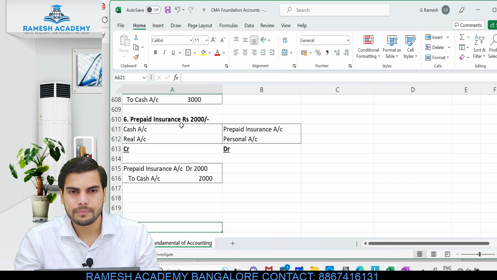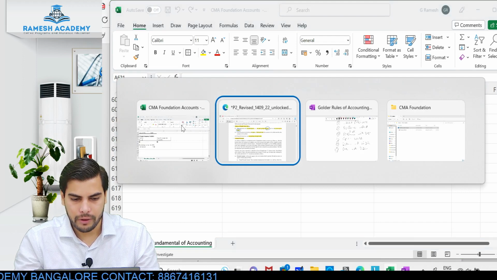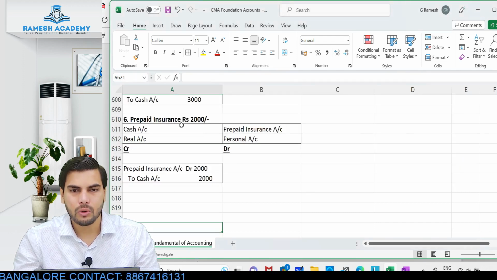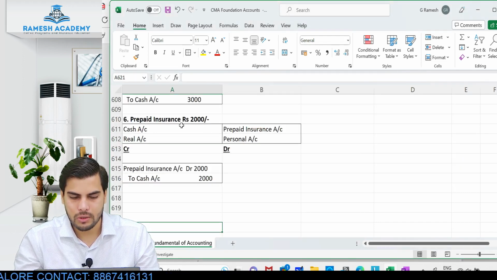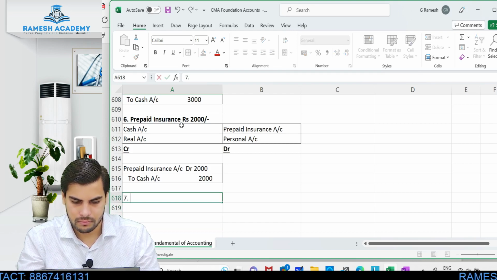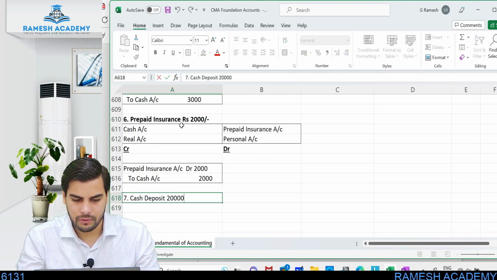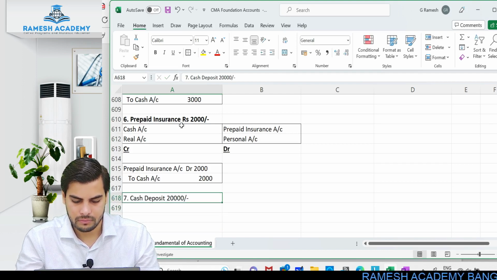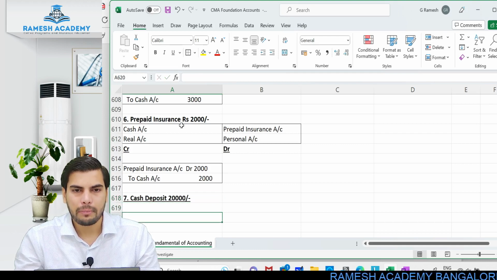Is this clear? I hope this entry is clear to everyone. Anybody having any doubt, any confusion so far? Understood this part, right? Clear? Okay. Now, let's just look into the next entry. Cash deposit 20,000. Okay, so I'm depositing cash into the bank account to the extent of 20,000.